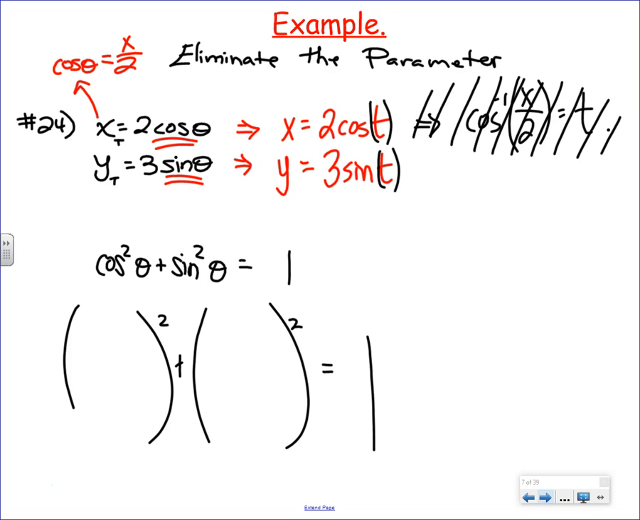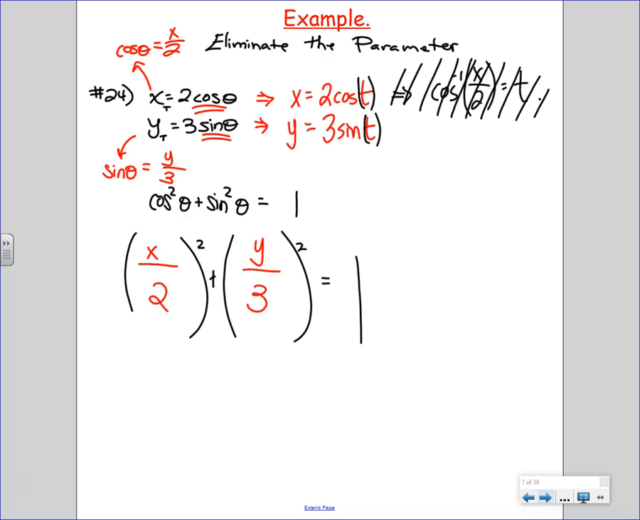Some of you might be seeing it. This guy, solve for sine. What do you get? Y over 3. Anybody seeing it yet? Then couldn't we plug in to where cosine is x over 2 and sine is y over 3? It's in the chapter 10 sections for a reason.